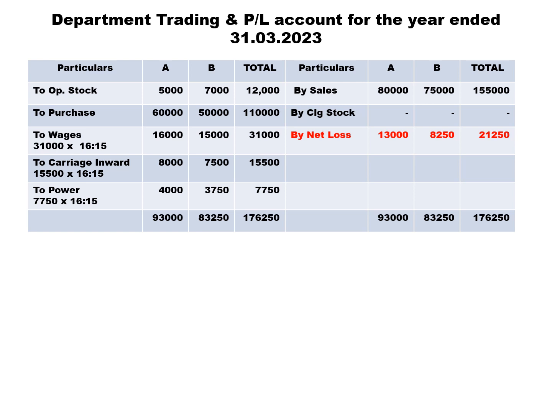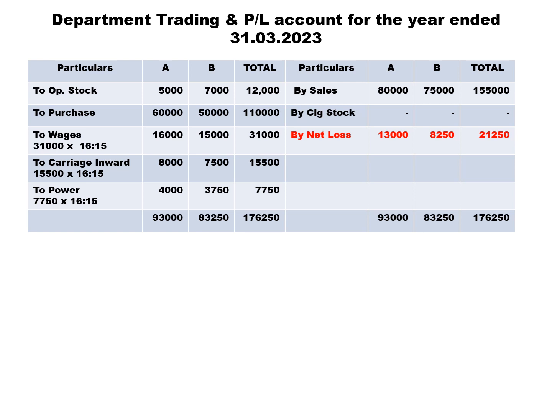So this is the departmental trading and P&L account for the year ended 31st March 2018. On the credit side, we write sales for each department: 80,000, 75,000, total 1,55,000. Then on the debit side, opening stock and purchases, they have given you separately. Sales are given separately. Wages, we distribute between the 2 departments in 16:15, on the basis of sales ratio.